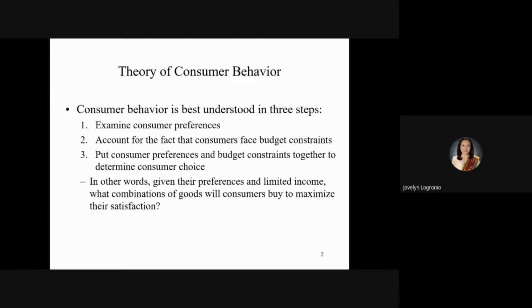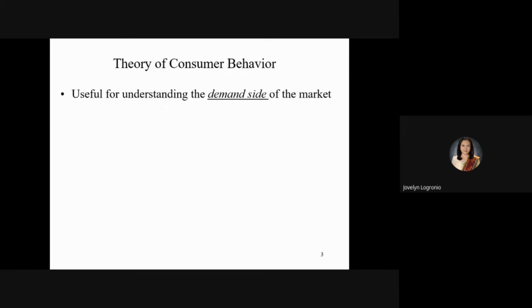Number three, we put consumer preferences and budget constraints together to determine consumer choice. So, ibig sabihin, given the first two principles or first two steps, people choose the allocation that they most prefer. Or in other words, given our preferences and limited income, what combinations of goods are we going to buy to maximize our satisfaction?